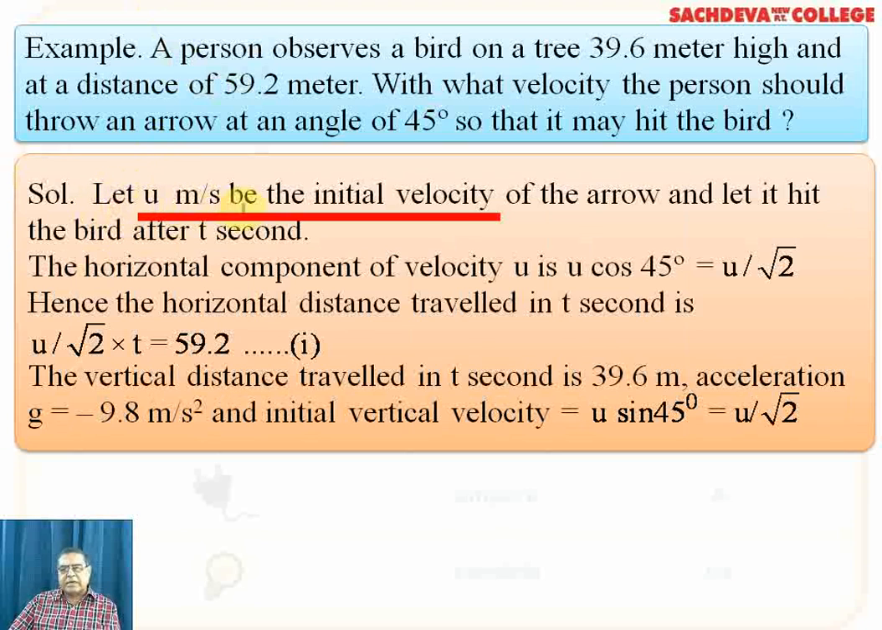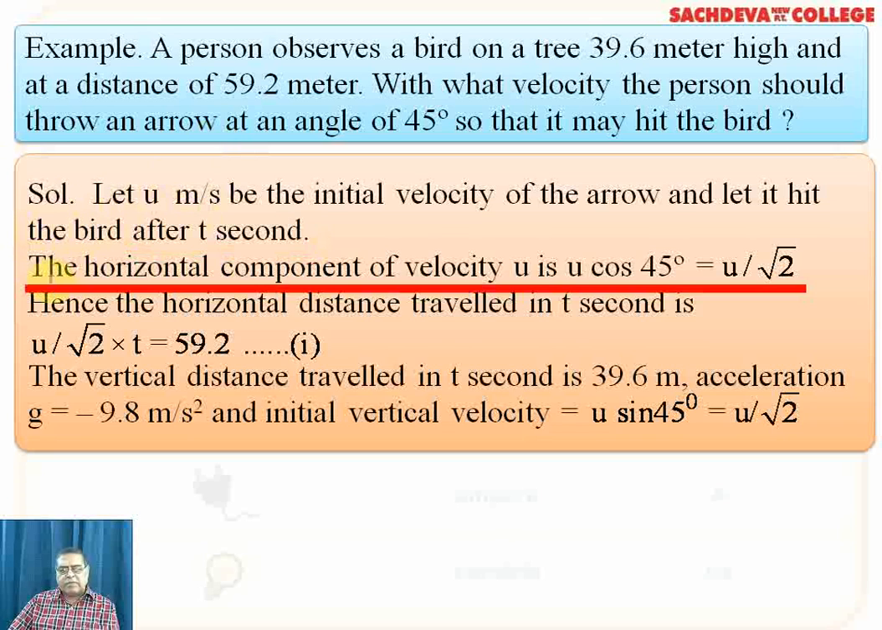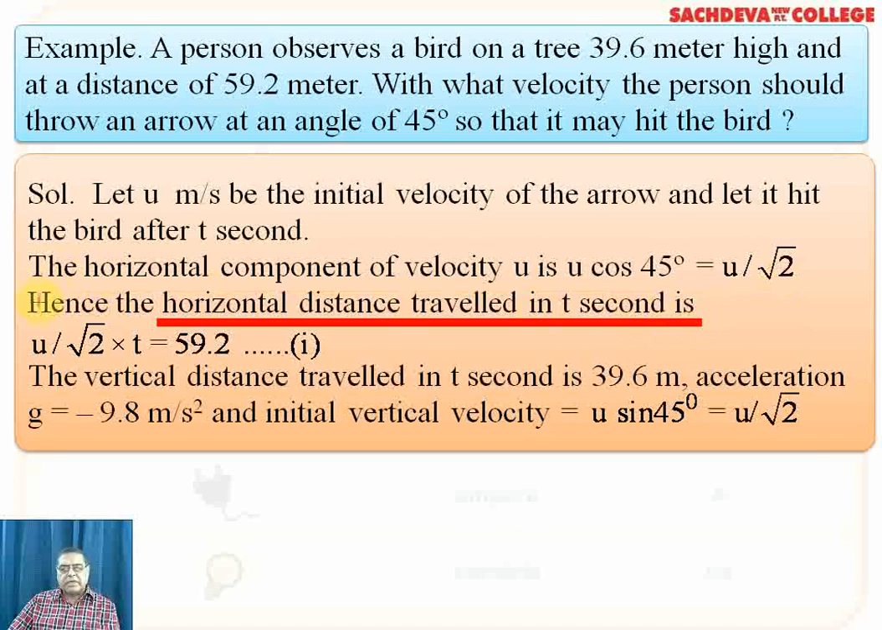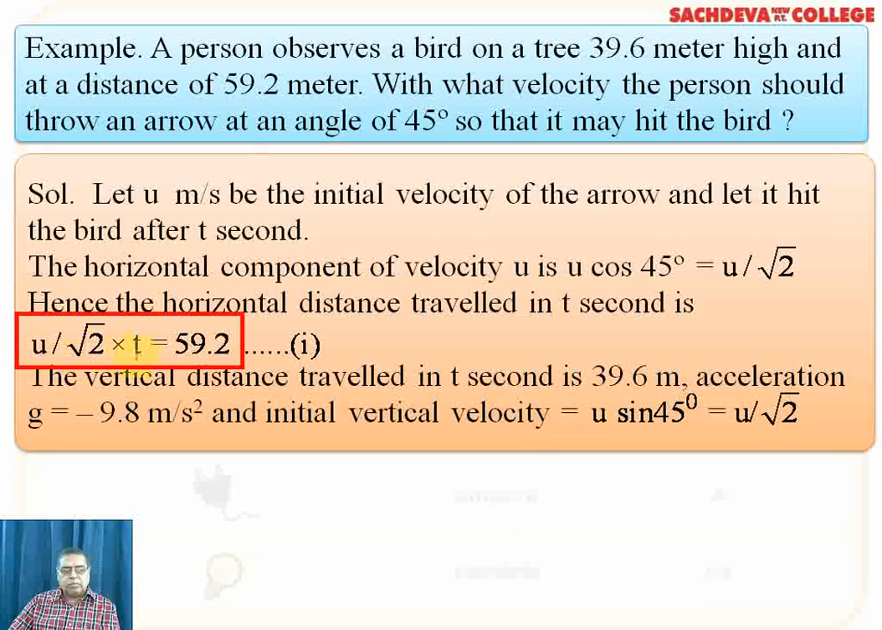u meters per second is the initial velocity of the arrow and it hits the bird after t seconds. The horizontal component of the velocity is given as u cos theta. Here it is taken as u cos 45 degrees and cos 45 degrees is 1 over root 2. So we have calculated the value as u over under root 2. Hence, the horizontal distance traveled in t seconds, that is, distance is velocity into time, so it is u over under root 2 multiplied by t. That is found to be 59.2. This is marked as equation number 1.